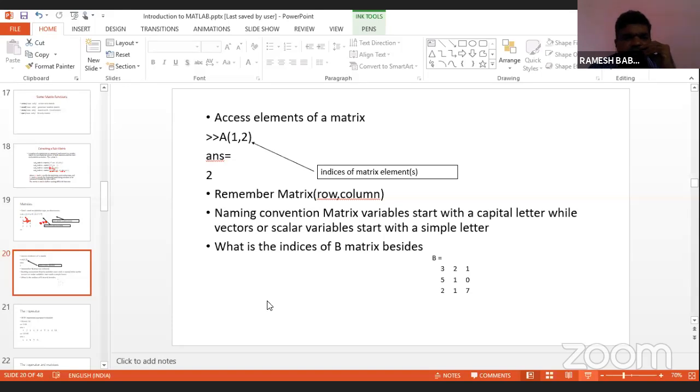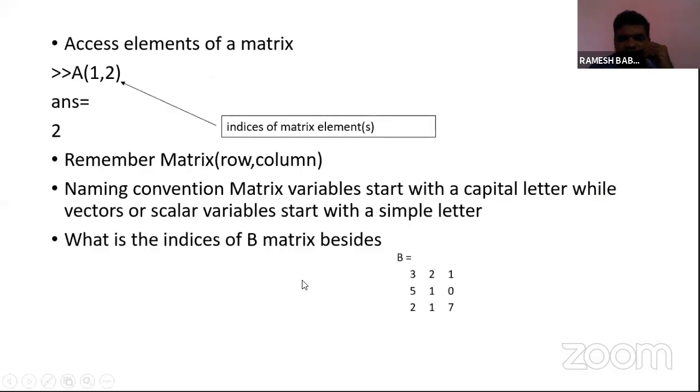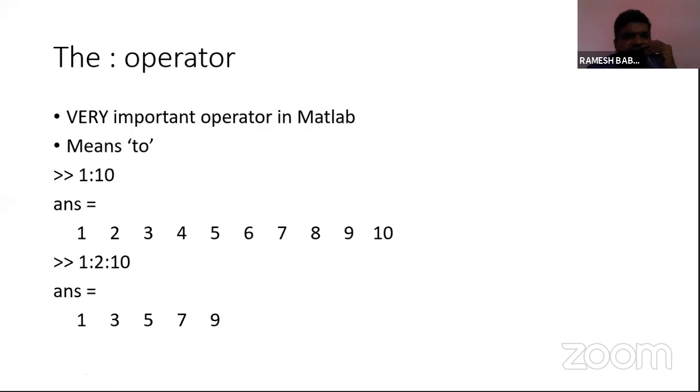So now you can go with the B matrix also. You can do various number of things. And then here next is the operator called the colon operator. 1, 2, 10. So like this way also we can create various number of elements. So starting from 1, without mentioning any variable name, we can generate some numbers. And here 1, 10, the lower limit is 1 and the maximum limit is 10.